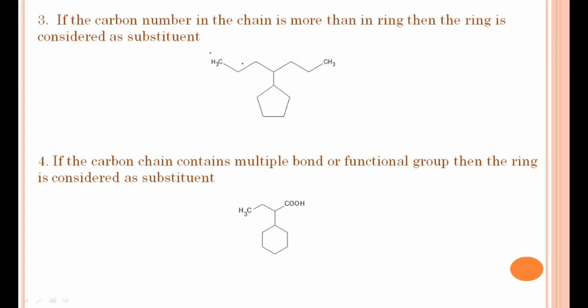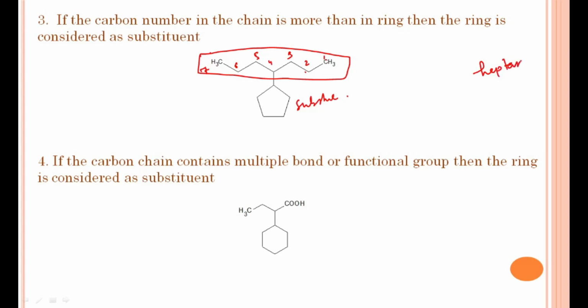Okay, whenever we are considering a side chain attached to a cyclic compound, if the number of carbons present in the side chain is more than that of the cyclic compound, then it will be considered as the main chain and the cyclic compound will be considered as a substituent. If you see, 1, 2, 3, 4, 5, 6, 7 carbons are present, here it is 5, so this will be considered as the main chain. So how to give the name? This is heptane and this is cyclopentane. In which position is it attached? 4-cyclopentylheptane. So like that we have to give the naming.